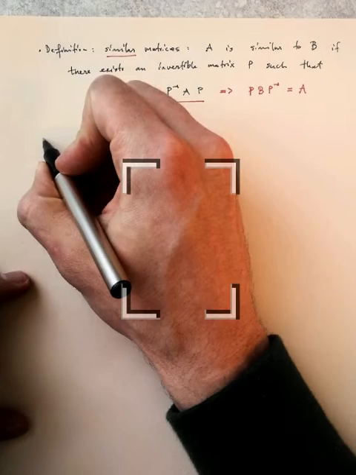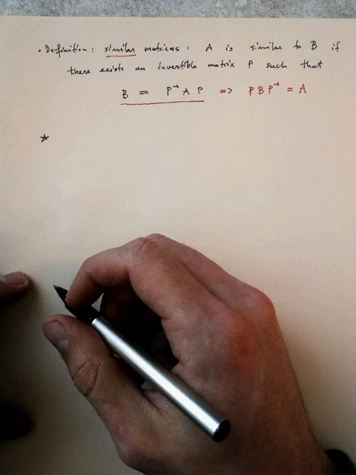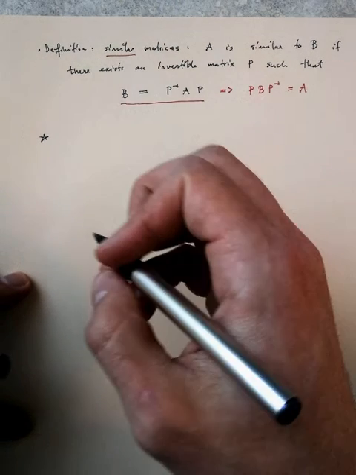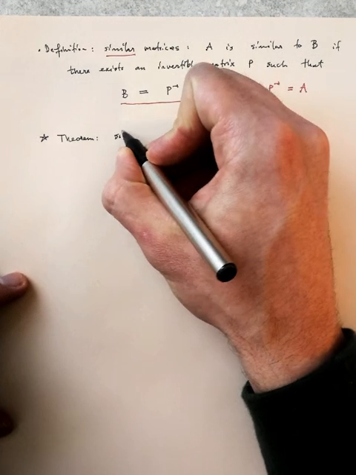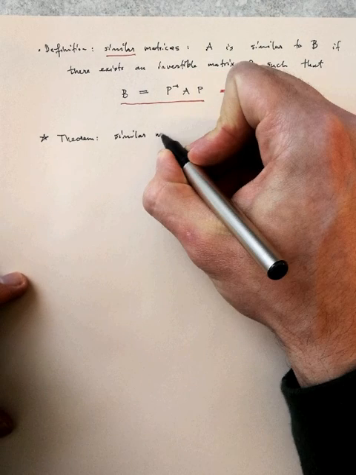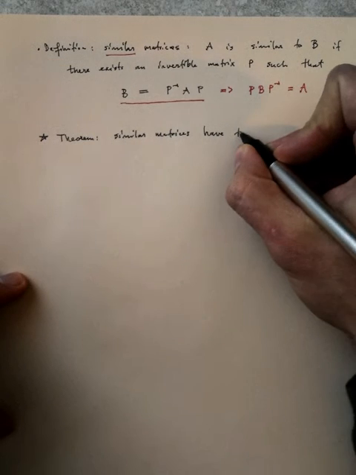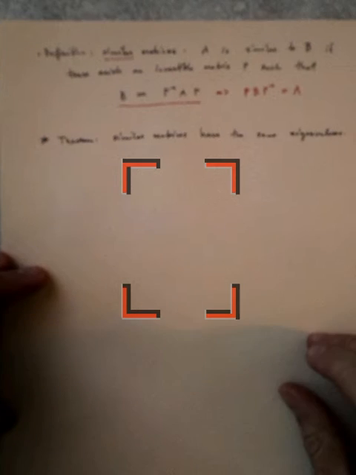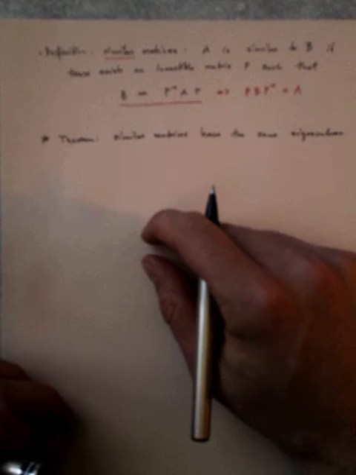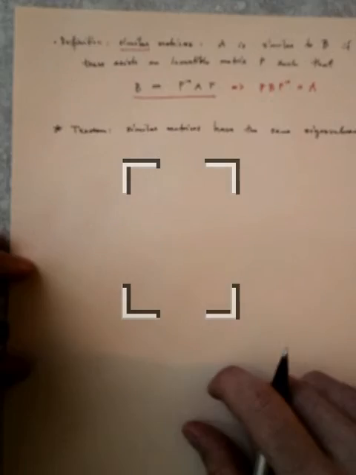Okay, so here's a theorem that relates similar matrices to eigenvalues, because that's the topic of this chapter, eigenvalues. So the theorem: if I have two matrices that are similar, then they have the exact same eigenvalues. So let's try to prove this.